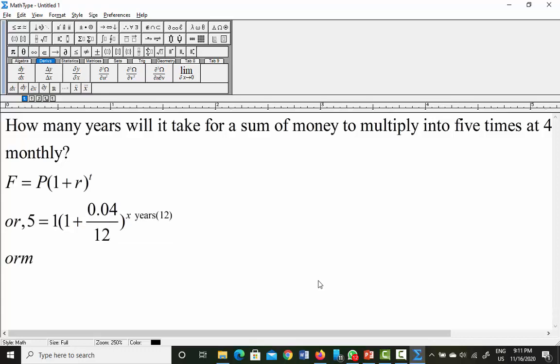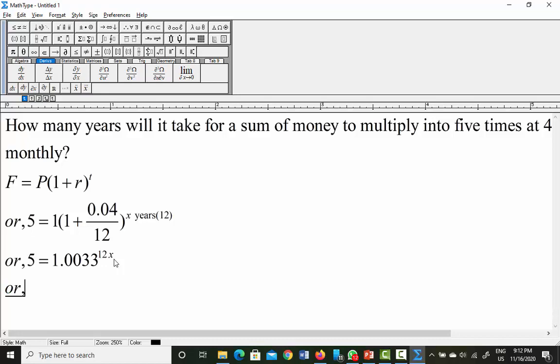Right. That means 5 is equal to 1 plus 0.04 divided by 12. Let us calculate this one. So 1 plus 0.04 divided by 12, what we will get here? 1.0033 power 12x. In 1 year we have 12 months, in x years we will have 12 multiplied by x, that means 12x months.